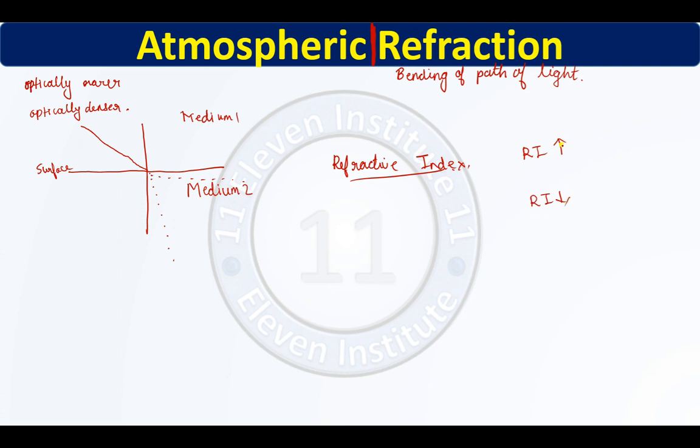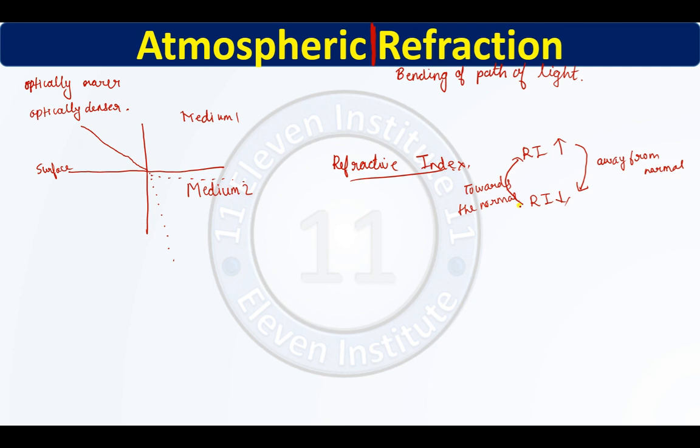When light travels from a medium of higher refractive index to a medium of lower refractive index, it will bend away from the normal. And when light travels from a medium having low refractive index to a medium having high refractive index, that light ray will bend towards the normal. We have studied this in much detail in the previous chapter, chapter number 10. So there is a link between these two chapters.